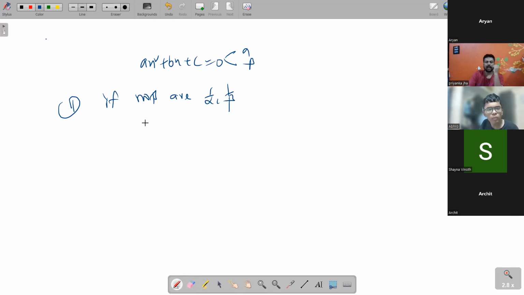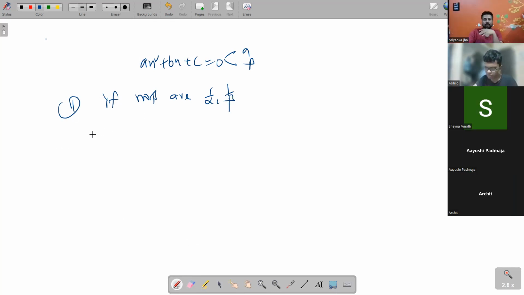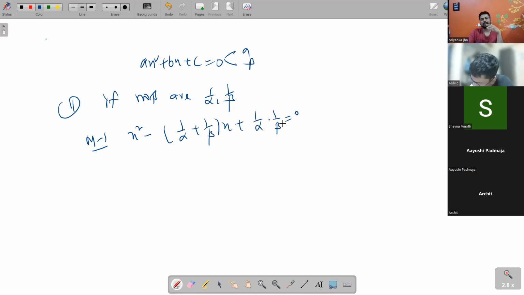How would you find it? I am telling you both the methods for now. Method 1: we know that x square minus the sum of the roots into x plus the product of the roots. So this is the general method. I hope everybody remembers this formula.